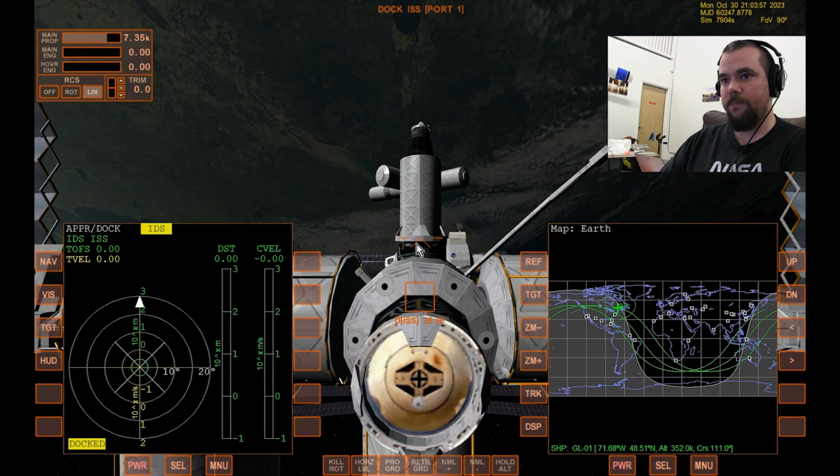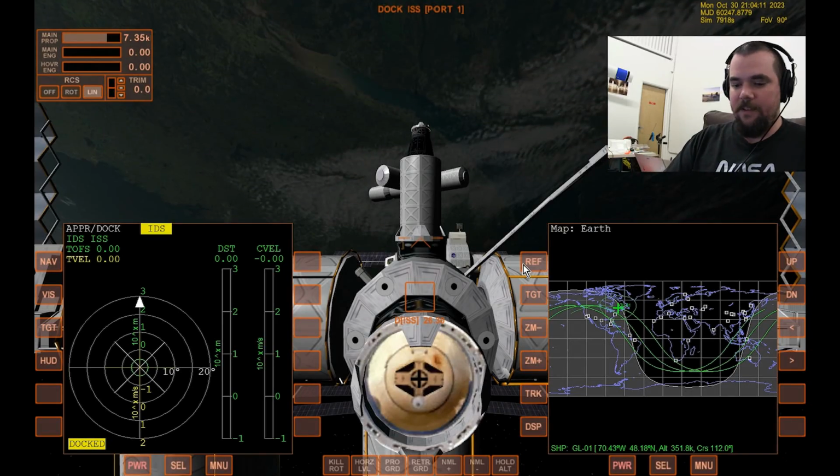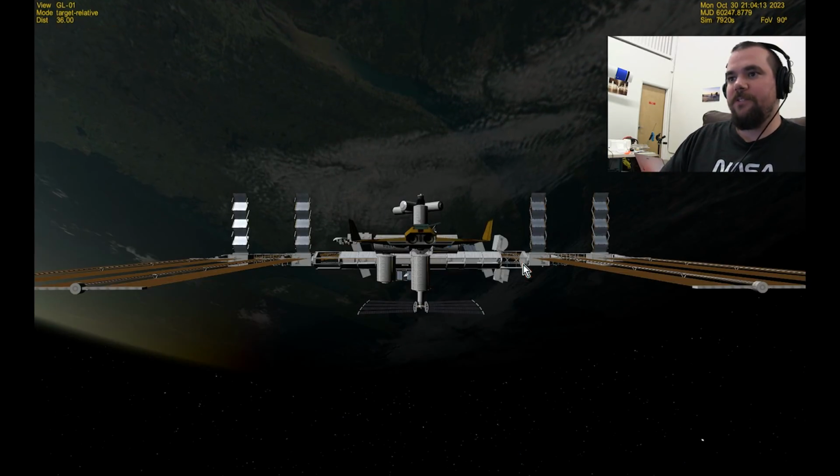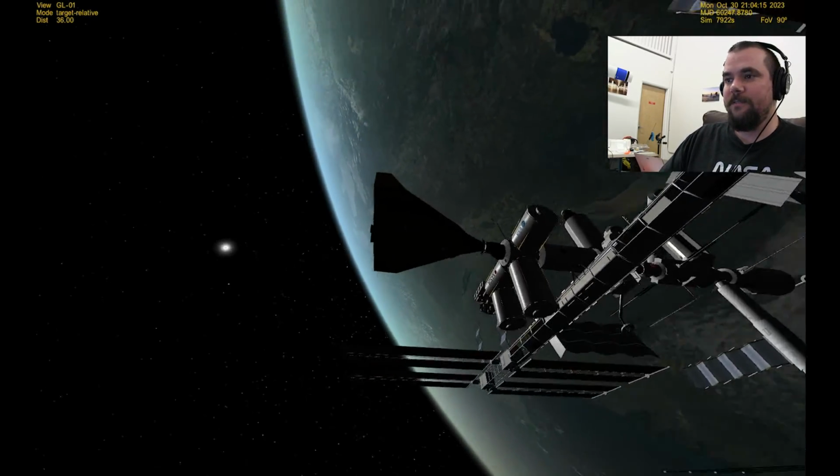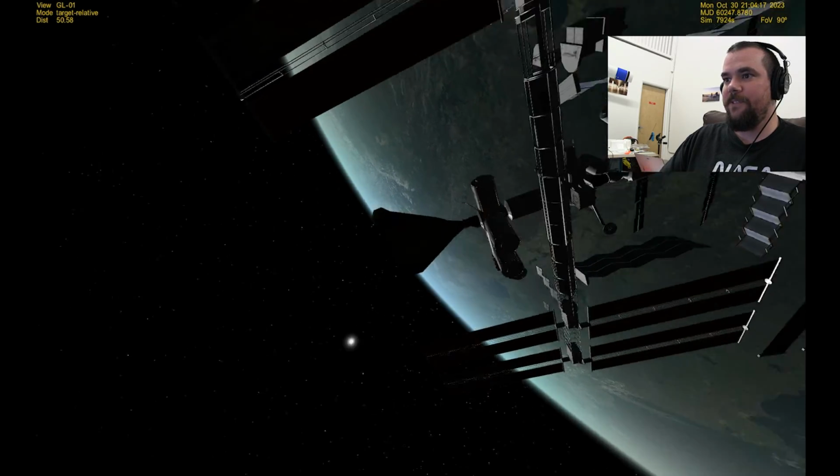Okay, so there it is. Houston, we show capture and hard dock. Congratulations. All right. Very good. Just give you a view here. Isn't that nice? International Space Station.